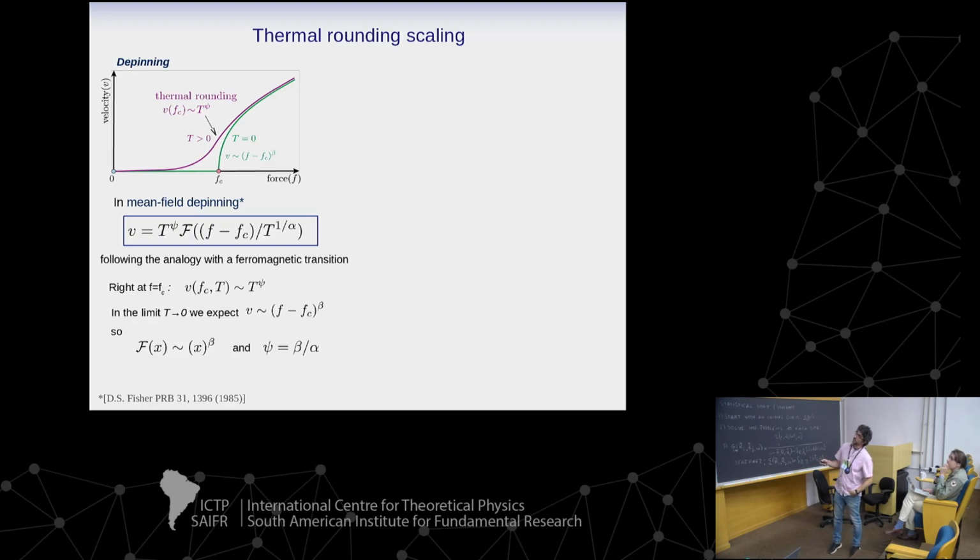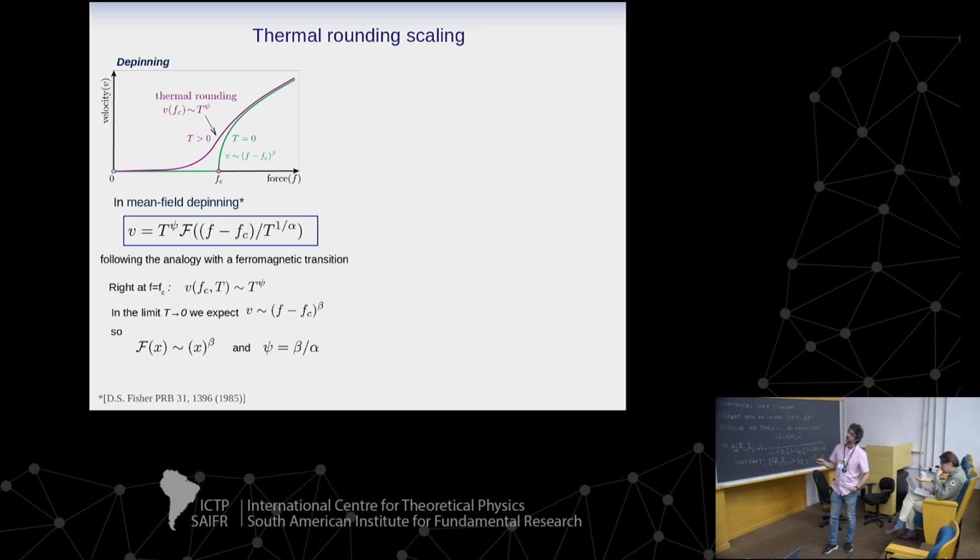Let me just recall that this was proposed by Fisher many years ago, in analogy with the ferromagnetic phase transitions, when you put an external field, you round the transition of magnetization with temperature because you break the symmetry and you allow a finite magnetization at high temperatures where you shouldn't have it anymore. Well, here is the same. Below FC, there should be no finite velocity, but if you put a little temperature, you allow the system to unpin from the disorder and have some finite velocity.